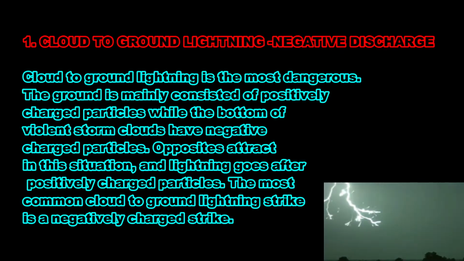The ground is mainly composed of positively charged particles while the bottom of the violent storm cloud has negatively charged particles. Opposites attract in this situation and the lightning goes after positively charged particles. The most common cloud to ground lightning strike is a negative charge strike.